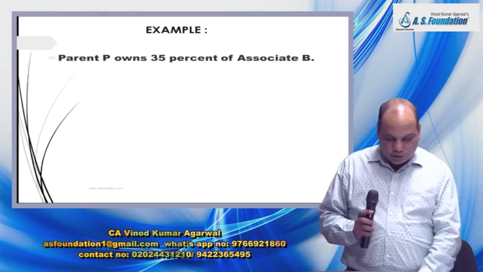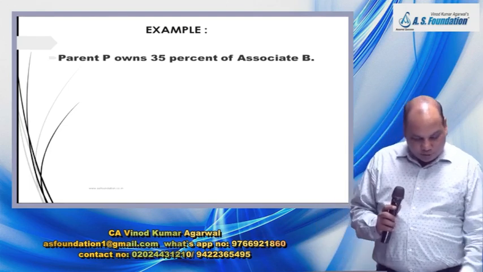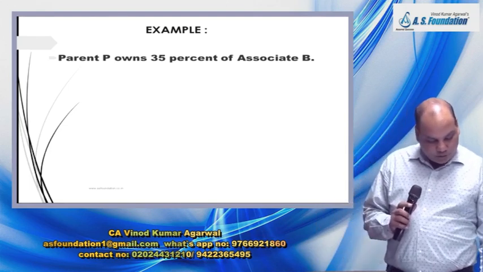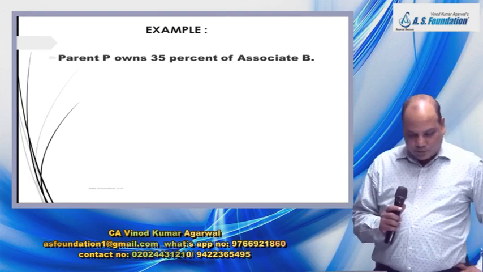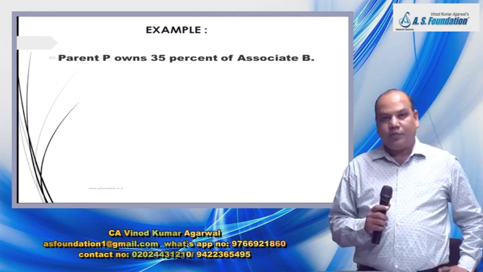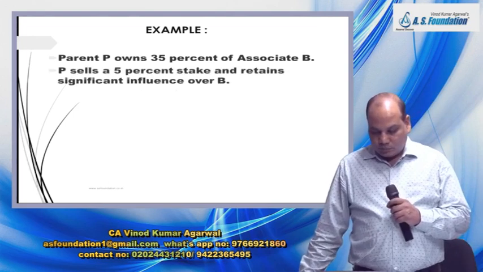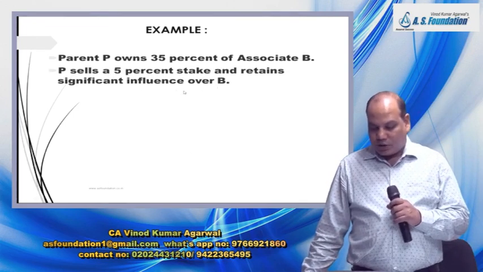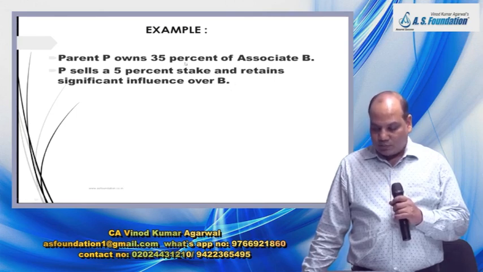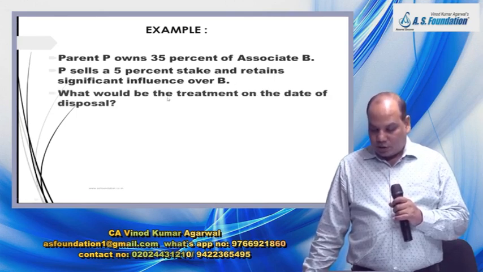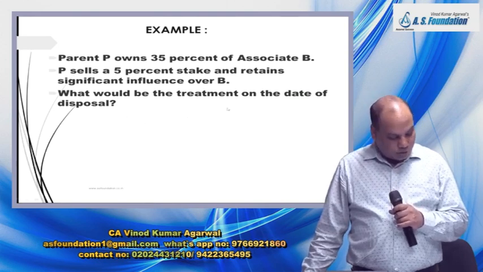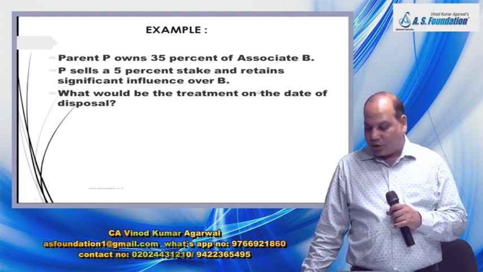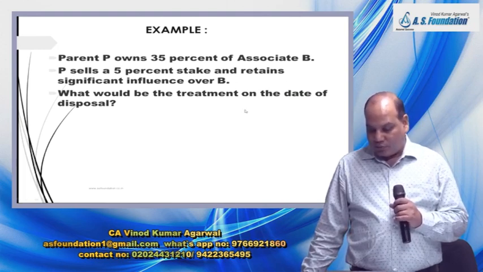Okay, one more question in the last part of this chapter. Question number 38 was about a subsidiary. Now what about an associate? One more example. Parent P owns 35% of associate B. Now parent P sells a 5% stake and retains significant influence over B. What would be the treatment of FCTR on the date of disposal? So write down the question.